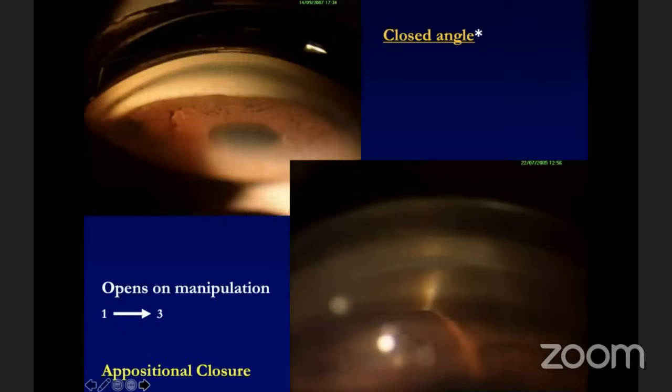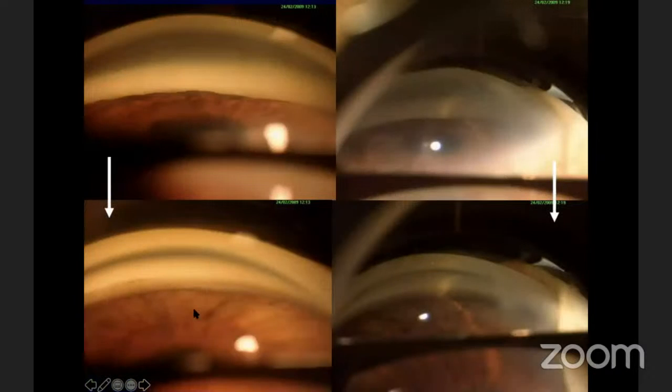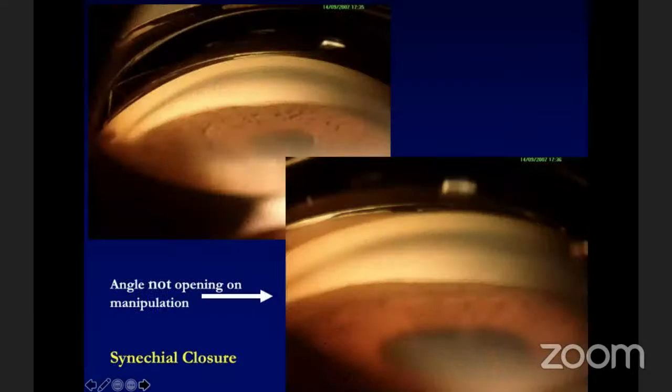The second type of gonioscopy, so you can see in primary position, the angle structures are not visible, the angle is appearing closed. But when you manipulate the gonioscope, now you can see the trabecular meshwork and the scleral spur has become visible. So that denotes this was an appositional angle closure which opens up on manipulation. Again, the angle is appearing closed in the primary position, and on manipulation you can see the angle has opened up. So this is what is being done with the Goldmann type lenses.